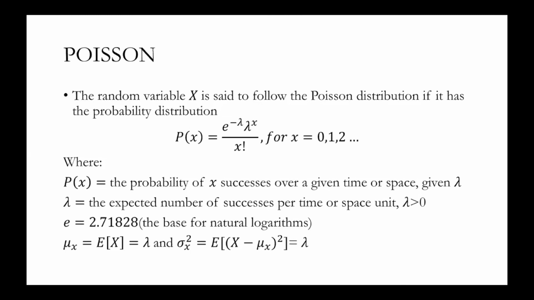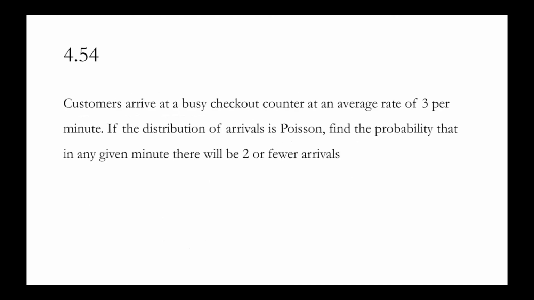So to calculate the Poisson distribution, you use the following formula. You have the probability of x successes over a given time or space, given lambda, and lambda is the expected number of successes per time or space unit. Then lambda is equal to the average, and the variance is also equal to lambda.